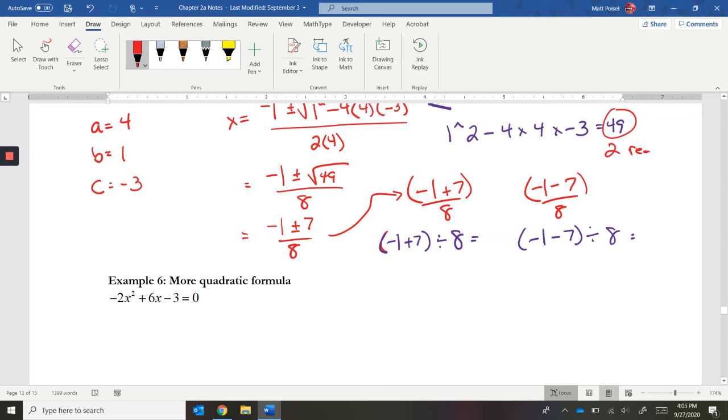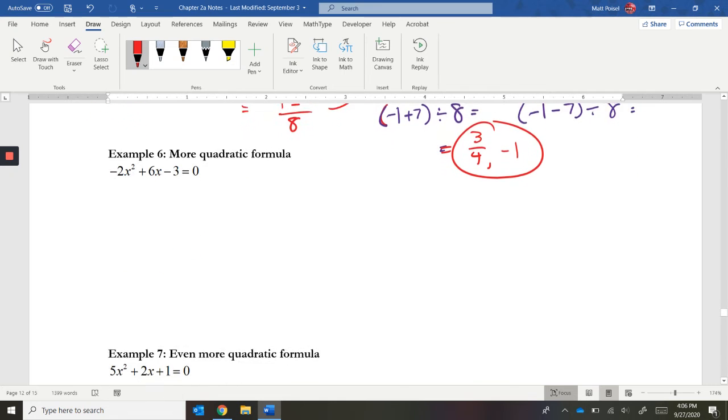Okay, now go ahead and do that also, but then check and your answers should be 3/4 and negative 1. Now this makes sense with what we thought up there. We should have had 2 real answers, so we are good to go. Example 6 is actually really similar.